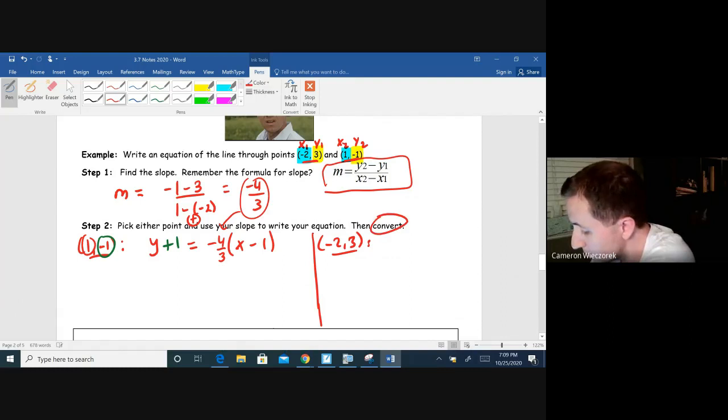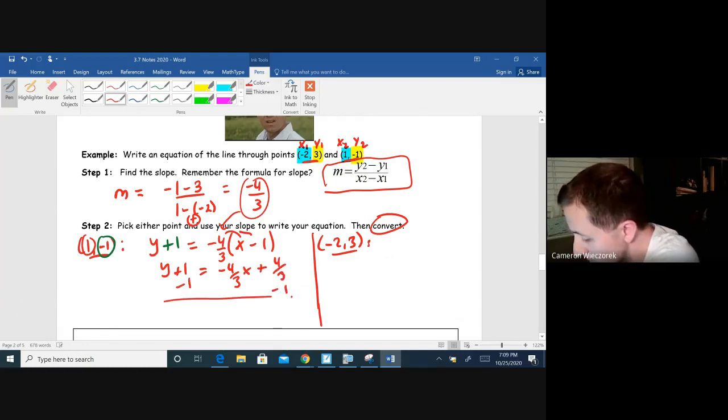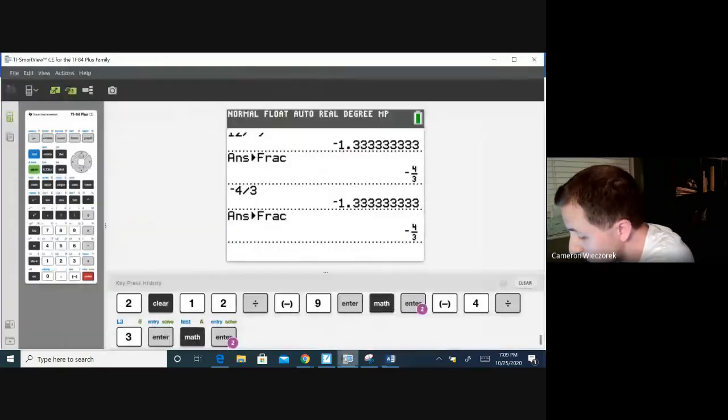It asks me to convert it, so I'm going to distribute. Y plus 1 equals -4/3 x plus 4/3. And then I'm going to subtract 1 from both sides. Y equals -4/3 x. You can do the fraction work by hand. If you get a common denominator, you'd have to make this 3/3. Or you can type it into your calculator. Put the 4/3 in parentheses.